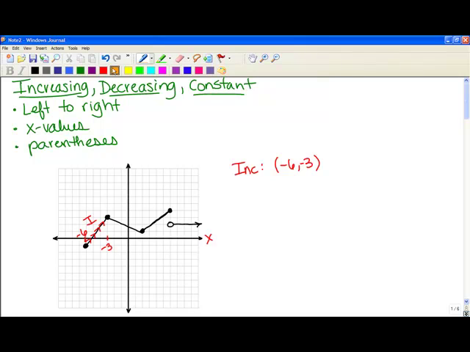Alright, let's see what happens next. Next, we encounter this point, and the function is going down to the next point. So this is where it decreases. So it starts decreasing at the same value that we left off with, at -3. And it goes over here to this value, which is at +2 on the x-axis. Alright, so I'm going to write decreasing from -3, comma, over to +2.